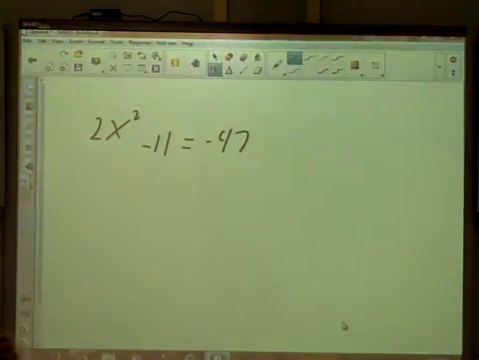Okay, so right now, I want to start trying to get that x all by itself. So what would I do to start getting the x all by itself? Add 11 to both sides.